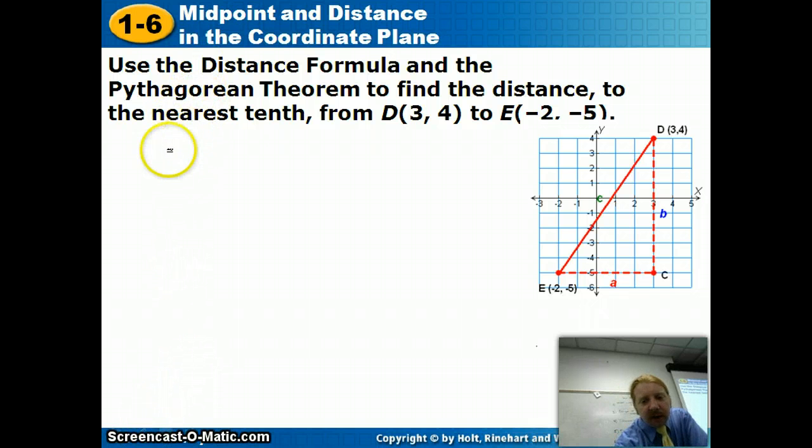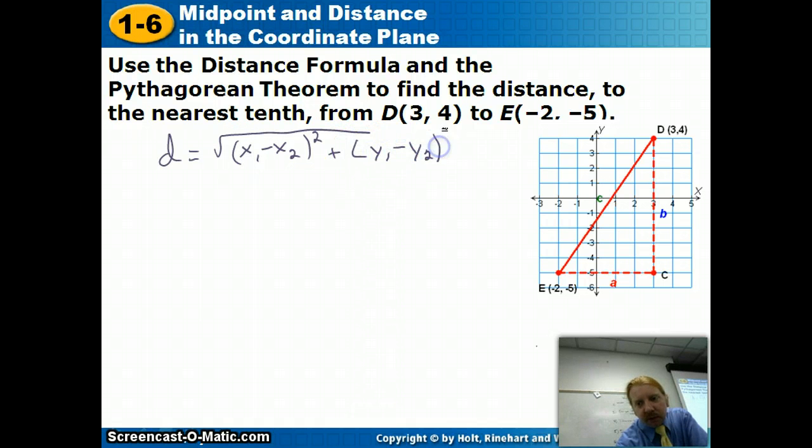All right. So the formula we just talked about, ladies. The distance formula is the difference in x's squared plus the difference in y's squared. And so for this kind of problem, all I have to do is just plug directly into it.